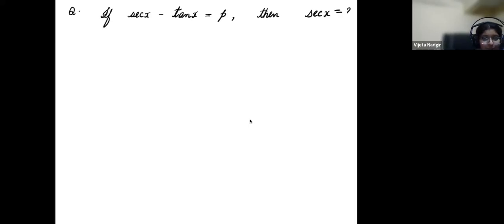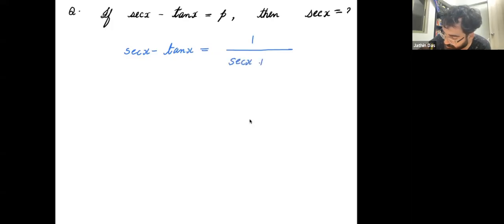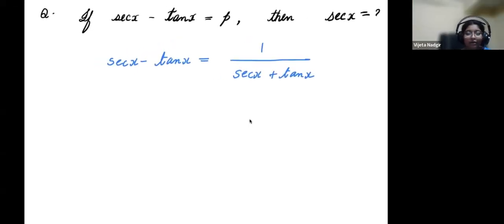So what are we supposed to do? Huh? What are we supposed to do? Okay, listen. Very easy it is. Sec x minus tan x. I've taught you this. Correct? ये पता है ना?